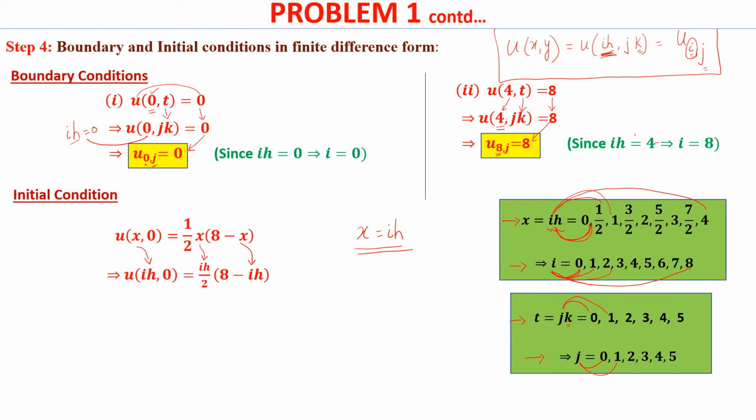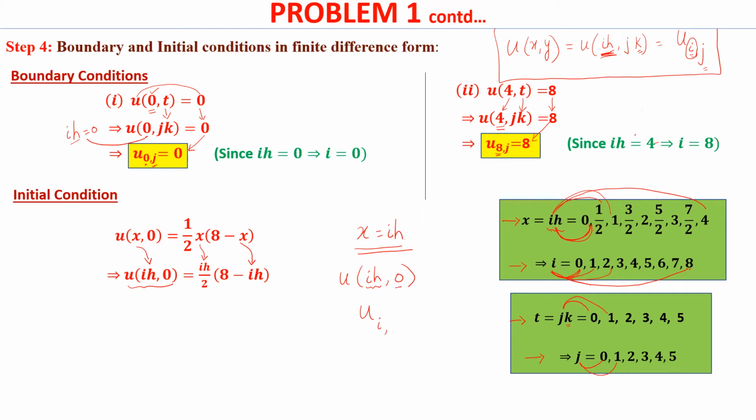So wherever there is an x, you replace it by IH. Now you rewrite the left hand side in the finite difference form. So what will that be? U of IH comma 0. Now tell me, how will you write it? U. Now IH meaning the suffix should be I.